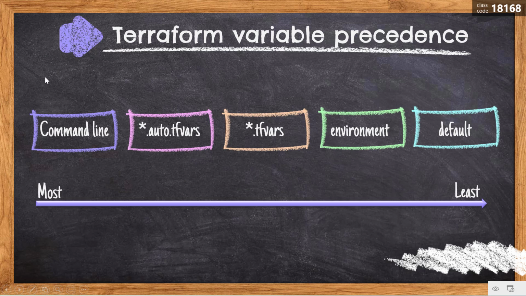So just to revise, this is the precedence order from highest to least. The command line has the most precedence, then we have the star.auto.tfvars, and then we have the tfvars files, any tfvars files. Next we have the environment variables, if the variable value is declared as an environment variable, and at the last we have the default value of the variable which has been declared. I hope this gives you some clarity about how the execution of the Terraform variables happens.